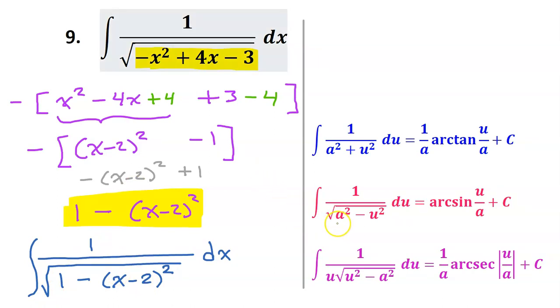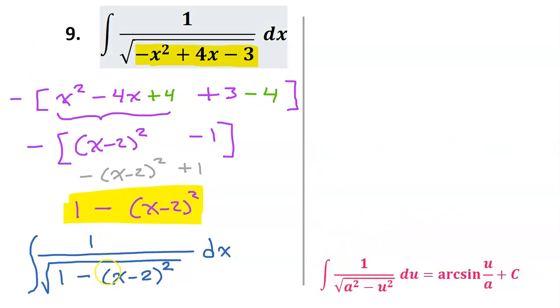Which inverse trig rule are we going to use? Well, it's not going to be arctangent because we see a negative sign and we see the square root. I see a constant minus the variable. So constant minus the variable, that's arcsine. Comparing with the inverse trig rule, we can see that u must be x minus 2. So u equals x minus 2, which means that u prime is equal to 1. And also we know that the a value is equal to 1 because that's the square root of the constant.